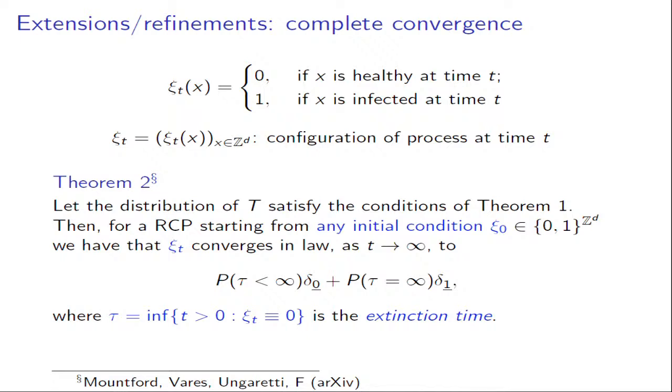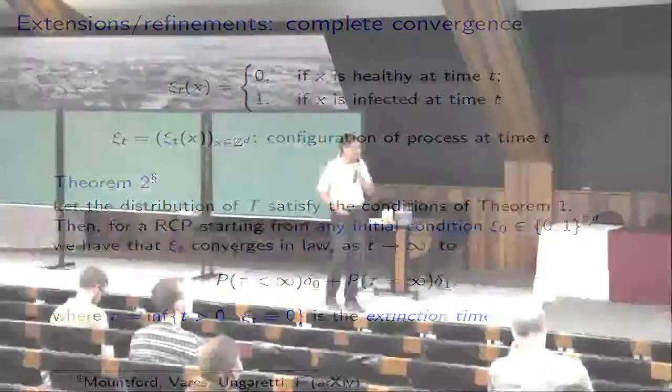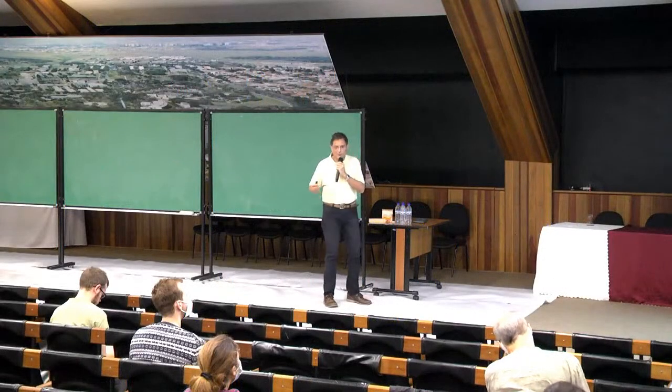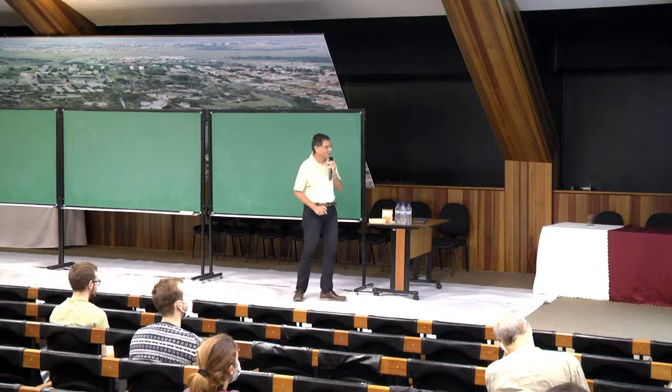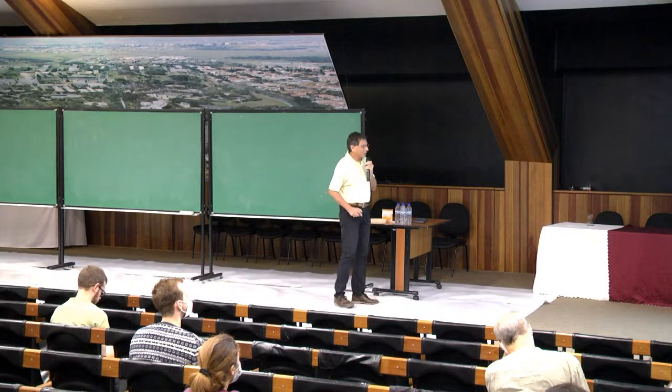If you look around the origin at large times, either the infection didn't survive, in which case everybody will be healthy. Okay, so this is clear. Otherwise, by this mechanism I just explained, everybody will be infected. Okay, so this is what's going on around the origin.